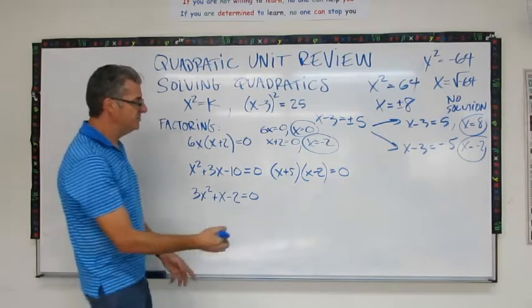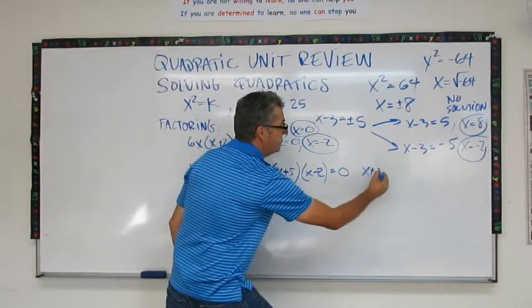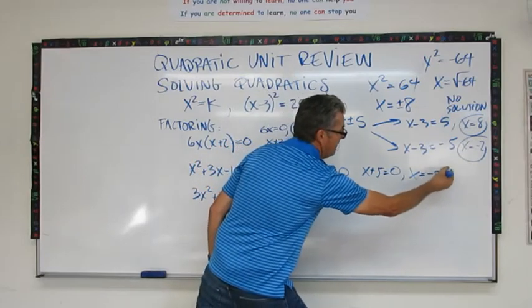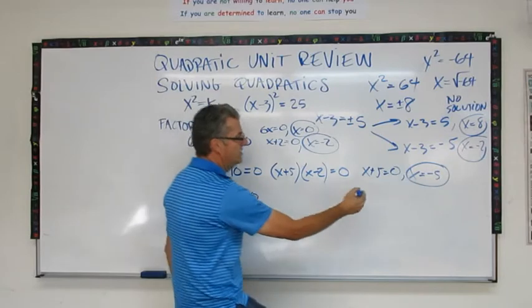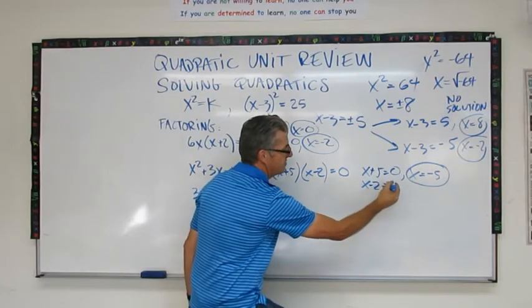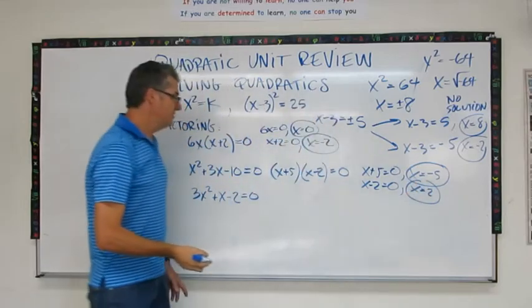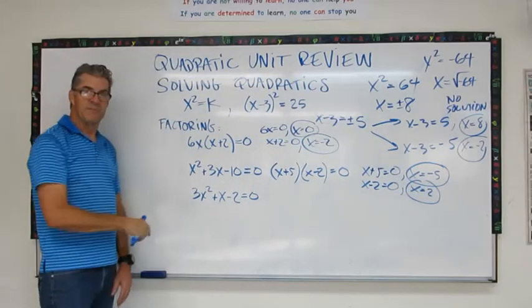Now I have two solutions. I have x plus 5 equals 0, so that gets me x equals -5, first solution. Second one is x minus 2 equals 0, so that gets me x equals 2. So those are the two solutions to this quadratic.